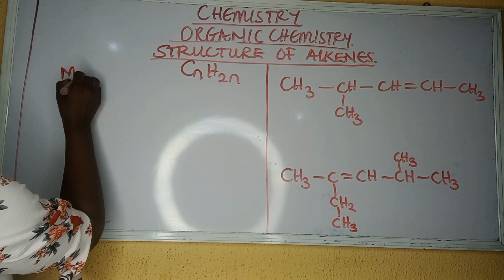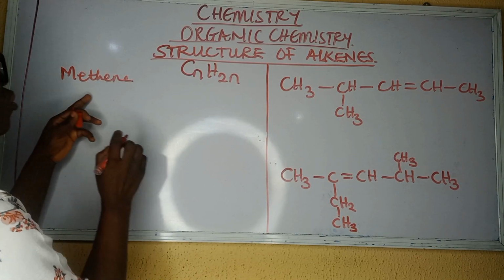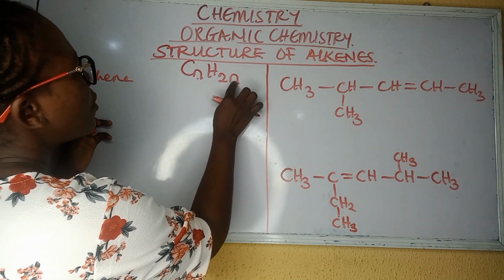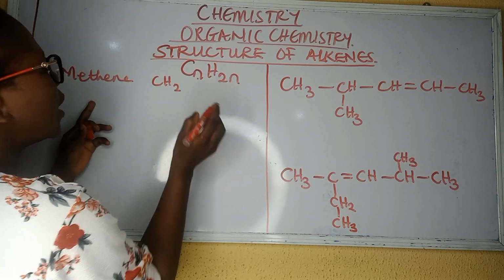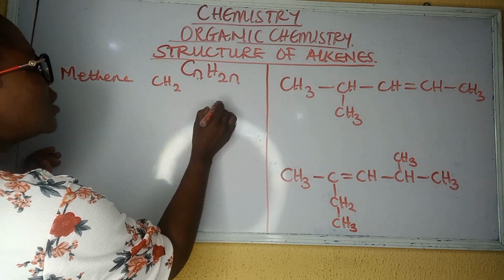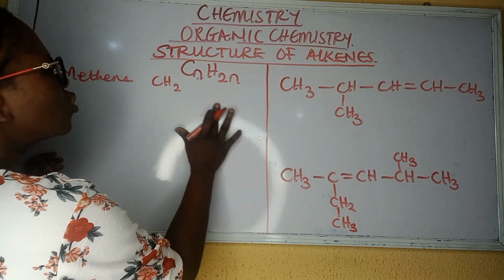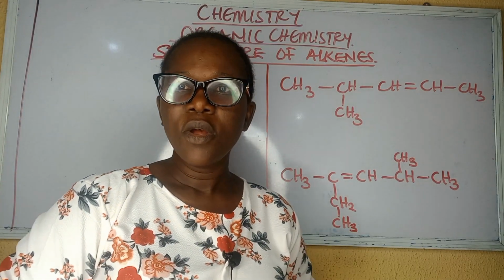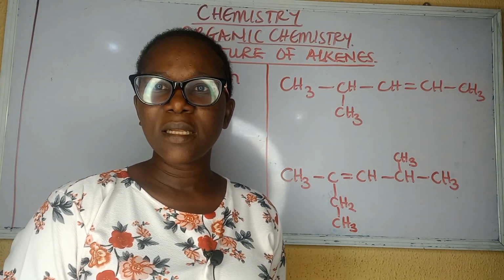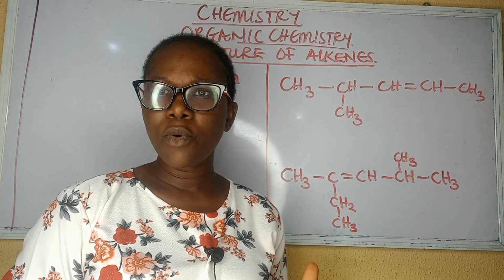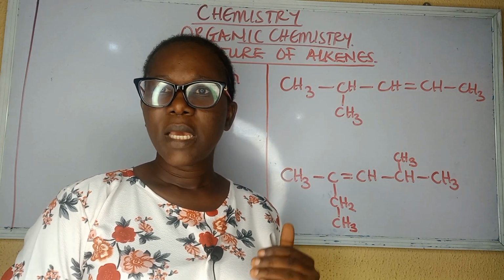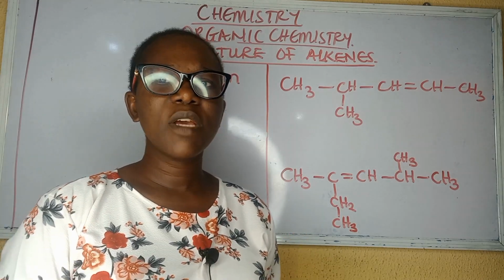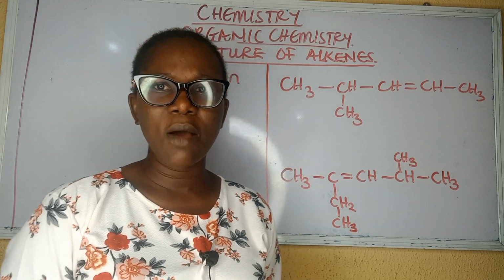So the first member here is methane, but there's nothing like that. Do you know why? If we use 1 here, because methane is number 1, 2 multiplied by 1 is 2. That is CH2. There's nothing like that. The least hydrocarbon is CH3, which is an alkyl group. So because of that, methane is not a member of the alkene group. So we have the next member, which is ethane. We have meth, eth, prop, but, pent, hex, hept, oct, non, dec. We use it to name the alkanes, alkenes, and alkynes.